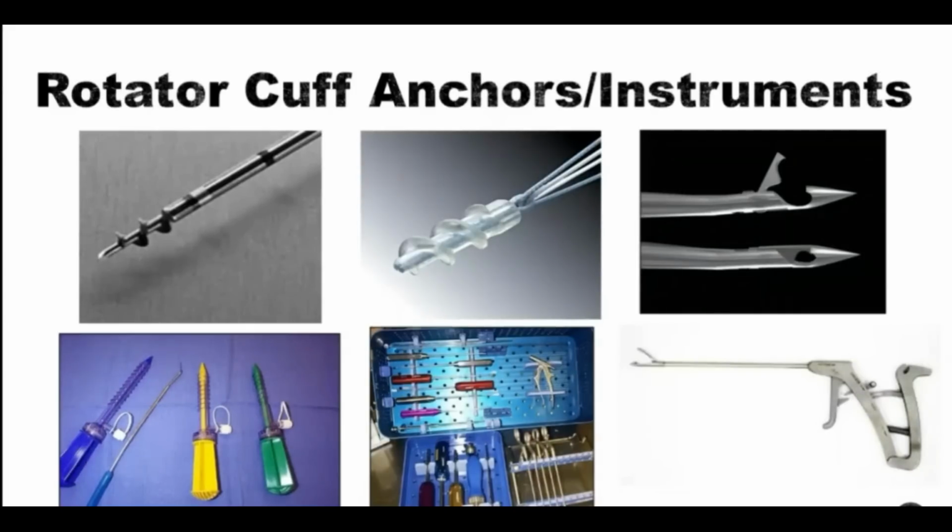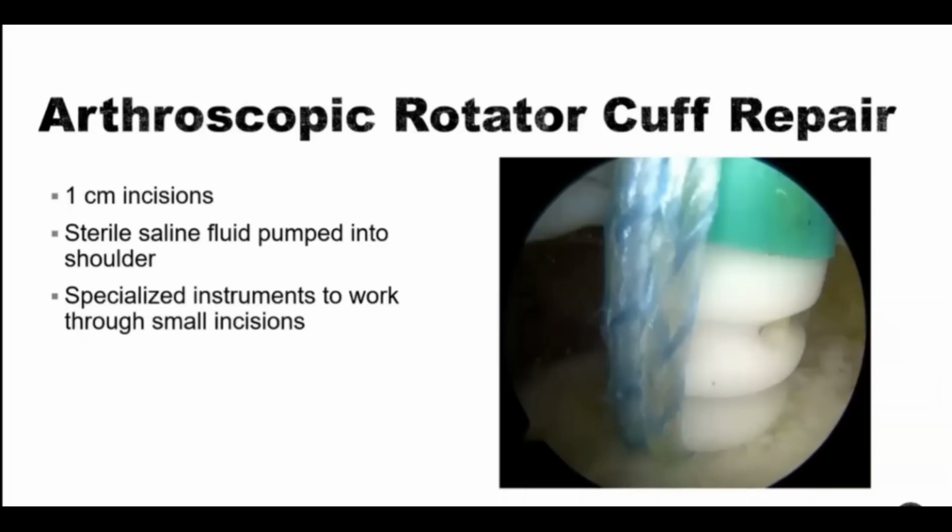So for arthroscopic rotator cuff tear repair, we make teeny tiny incisions. These are about 1 centimeter incisions. We do a lot of work through those incisions. We use saline that's pumped into the shoulder. We can use a pump or a gravity flow. I tend to use gravity. You can do either, right?